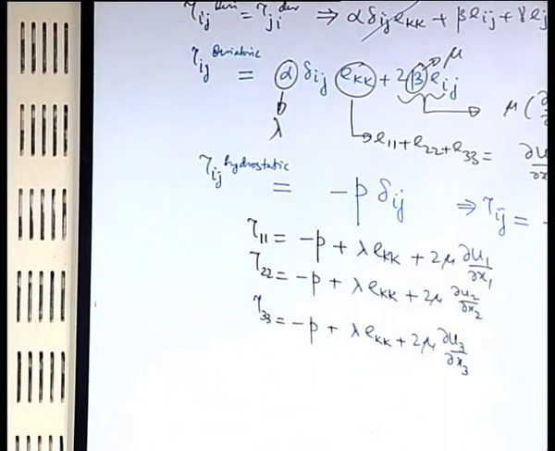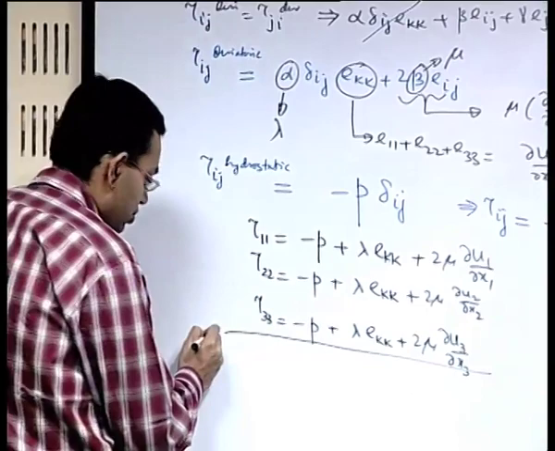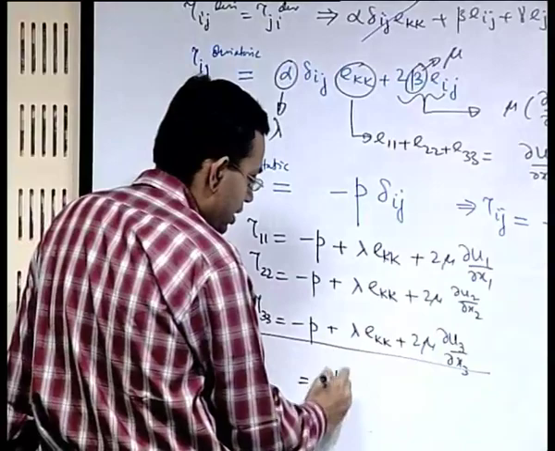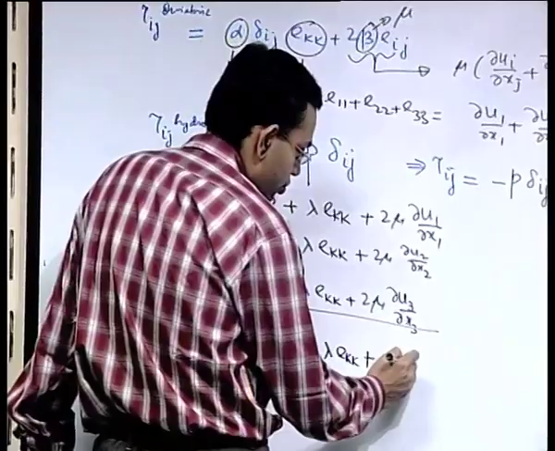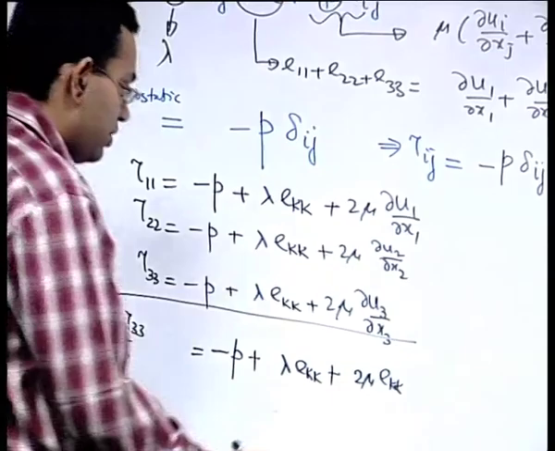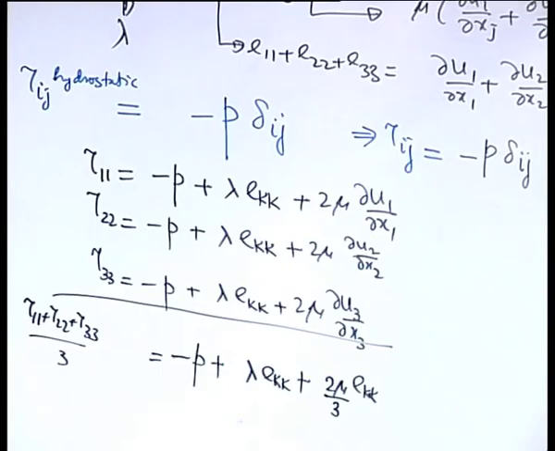Let us find the arithmetic mean of tau 1 1, tau 2 2 and tau 3 3. So we add these 3 and divide by 3. So tau 1 1 plus tau 2 2 plus tau 3 3 by 3, this equal to right hand side, it will become minus p plus lambda ekk plus 2 mu into ekk, because ekk is del u 1 del x 1 plus del u 2 del x 2 plus del u 3 del x 3, by 3, because you are dividing the sum by 3. So you can simplify this.